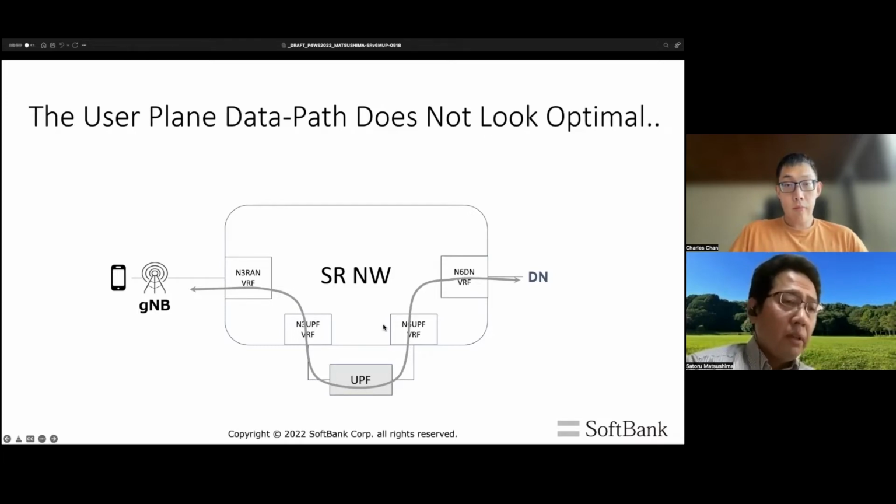This is very unfortunate because it's obviously not optimal. Even though the packet goes into the segment routing network, that segment routing network hosts the N6 network as well. But the packet has to go out once and then go in again.